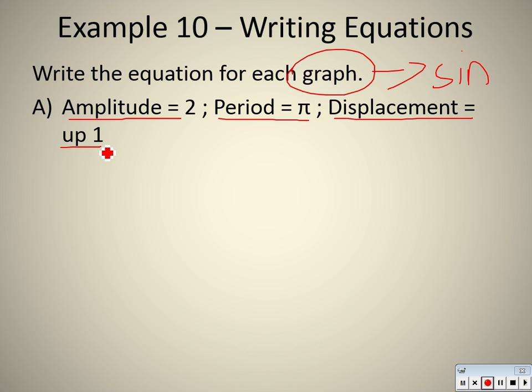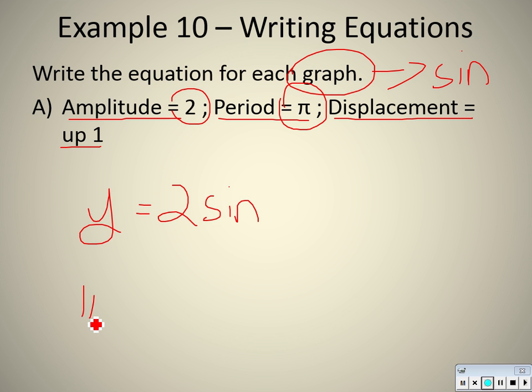So amplitude of 2 means I'm going to basically start off my equation with a 2. Then I have my sine function. Then I'm going to put my b value in here. So if the period is pi, remember that's not the b value, that's just what the period is. In order to find the b value, I have to use the formula for period, which is 2 pi over b.